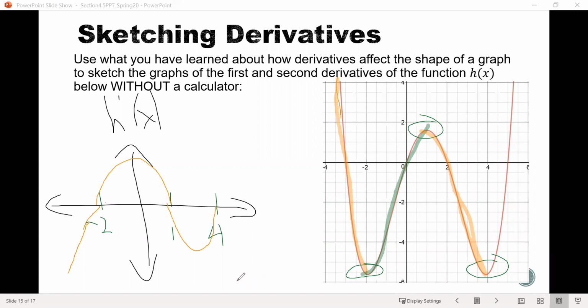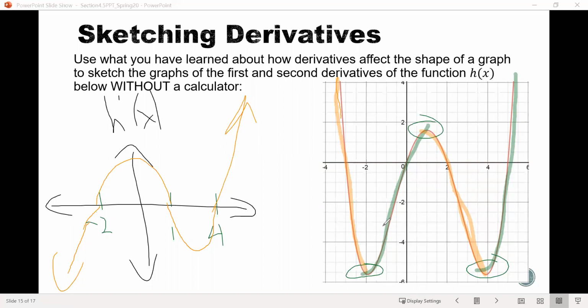And from 4 on, the function is increasing. So that means in our derivative over here, all the values should be positive. So we get something that looks like this, which hopefully makes sense because the graph of the function h here kind of looks like the shape of a quartic or a degree 4 polynomial. And what we got here for the first derivative is something that kind of looks like a degree 3 polynomial.